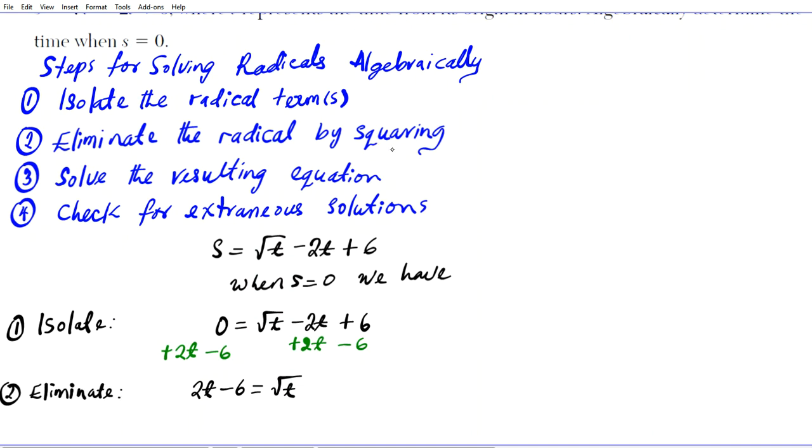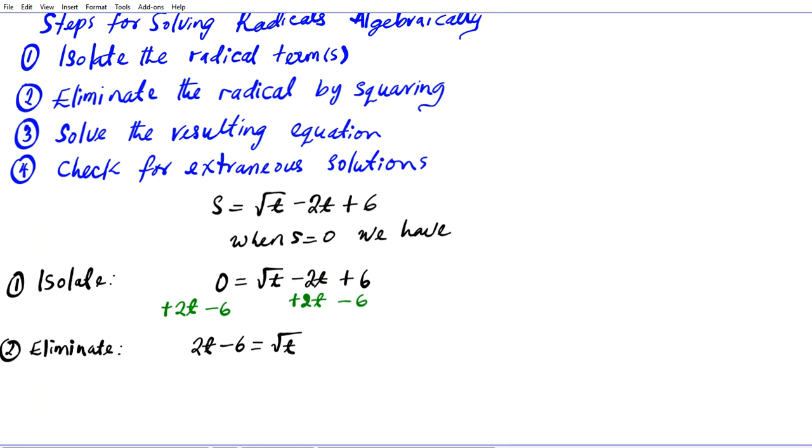How do we do that? Remember, we said you accomplish that by squaring. So we're going to square both sides of our equation. We square the left, this entire quantity, and we square the right. When we square this, we have 2t minus 6 times 2t minus 6. And on the right side, the square and square root are inverses, so they cancel each other out, and we are left with t.